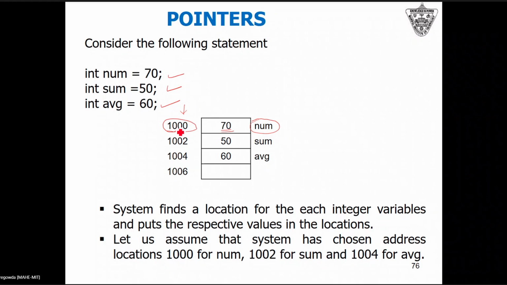For example, I am assuming 1000 here, and sum is an integer type. The value 50 is stored in the memory location. The name of this location is sum, and its address is 1002. Similarly, for average, the value 60 is stored at 1004. So your system finds the location for each integer as I told and puts them in the respective memory locations.